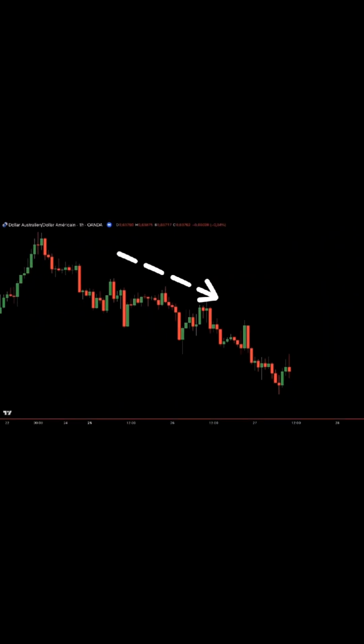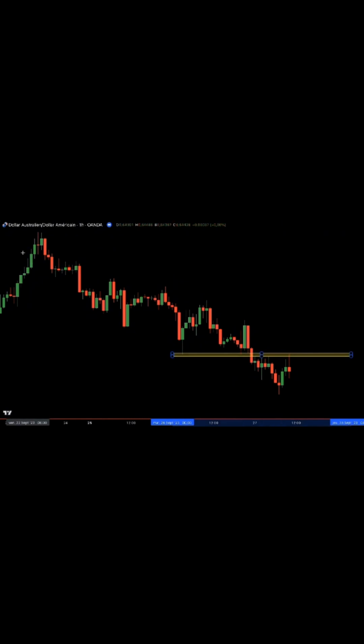In this chart, the market is clearly in a downtrend, forming a series of lower highs and lower lows, which signals that sellers are in control. At some point, price finds temporary support and begins to retrace upward. But instead of reversing the trend, the market hits a resistance level, which was previously a support zone. This is known as a support to resistance flip, a key characteristic of a strong downtrend.